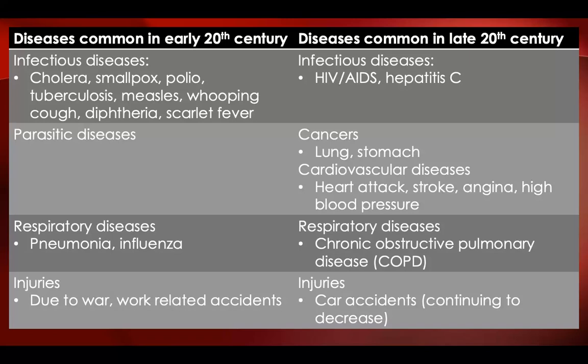Now we look at the right-hand side and we can see a significant difference. The reason being is that on the left-hand side we had infectious and parasitic diseases, and on the right-hand side, now we're looking at things like lifestyle changes. In the late 20th century, for infectious diseases, the main causes of mortality are HIV and AIDS or hepatitis C. For parasitic disease, we have cancer, so lung, stomach, and cardiovascular diseases, so heart attack, stroke, angina, and high blood pressure. Respiratory diseases, so chronic obstructive pulmonary disease, and then injuries, so car accidents. Although they're continuing to decrease, they do happen to have quite a significant impact on mortality rates.